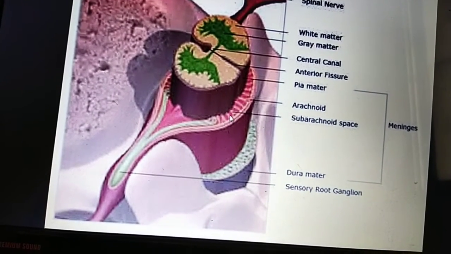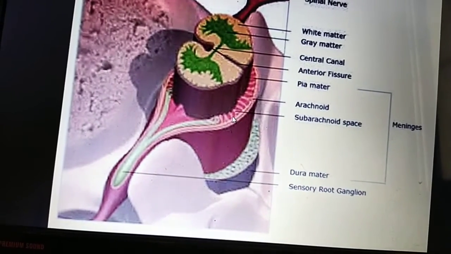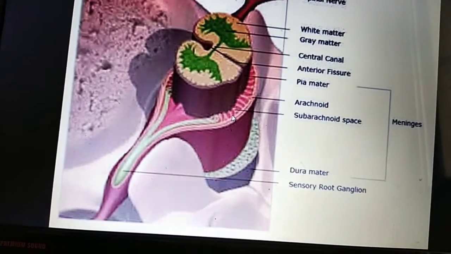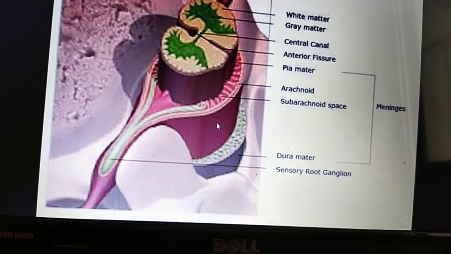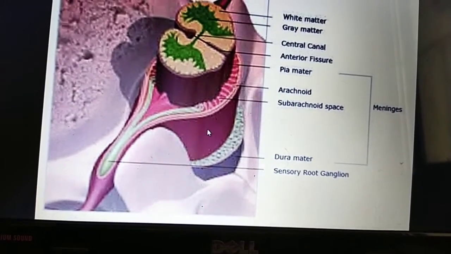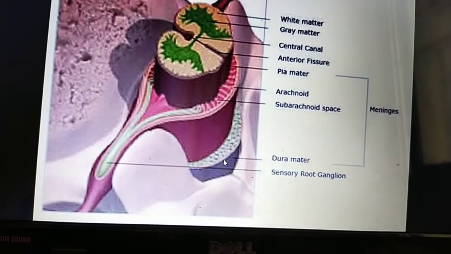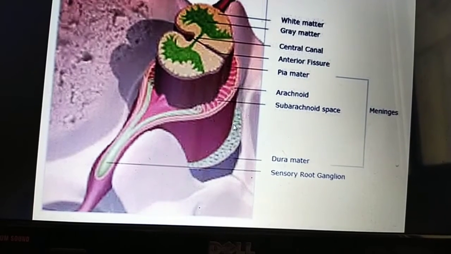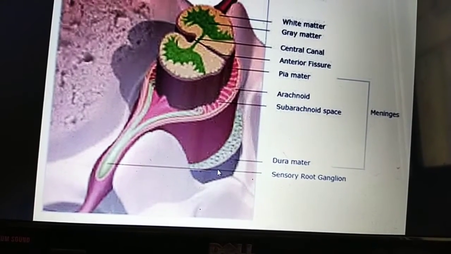It is subarachnoid. Sub means below, and this space is present just below the arachnoid layer or meningeal layer. That's why it is called the subarachnoid space. And this is the arachnoid, and this is the dura mater. Then there is the subdural space. This is a subdural space. It is the space present in between the arachnoid mater and dura mater.